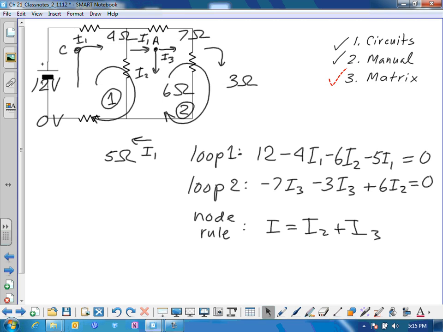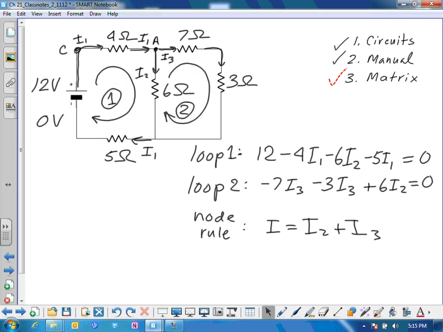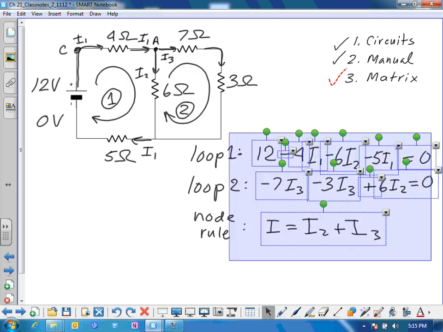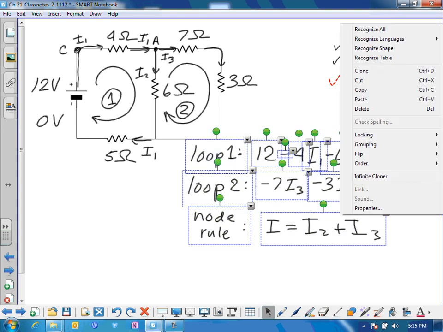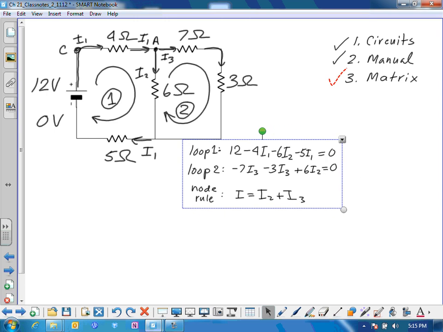Sorry about that. Let's shrink up these equations a little bit. We'll group them and shrink them.